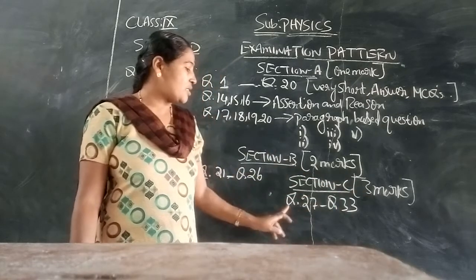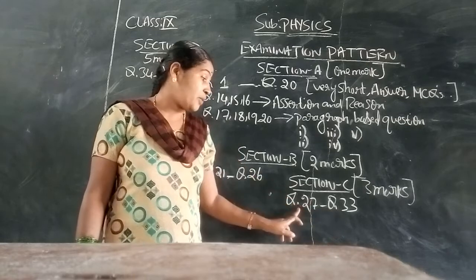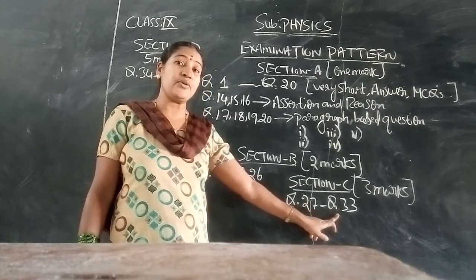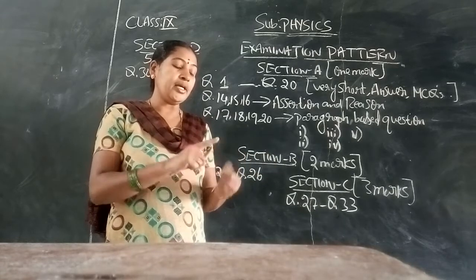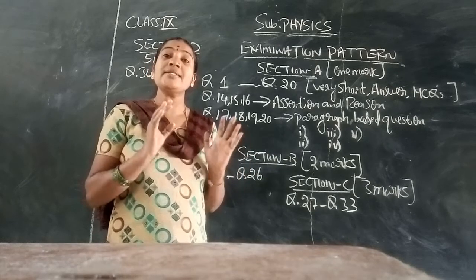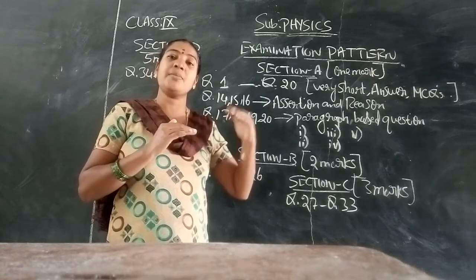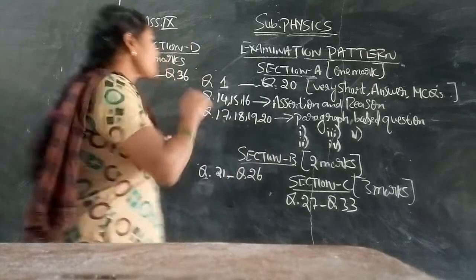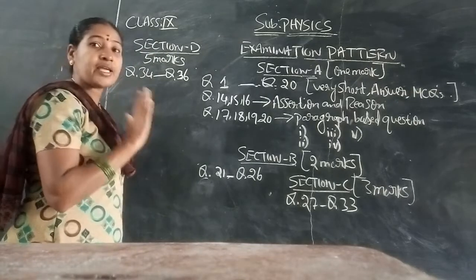Then section C is mainly based on 3 marks questions, question number 27 to 33. How many questions? 7 questions, 27, 28, 29, 30, 31, 32, 33. Totally 7 questions are based on 3 marks, with physics, chemistry and biology together. The last one is section D, that is mainly based on 5 marks questions.